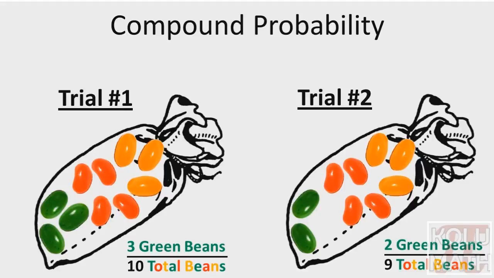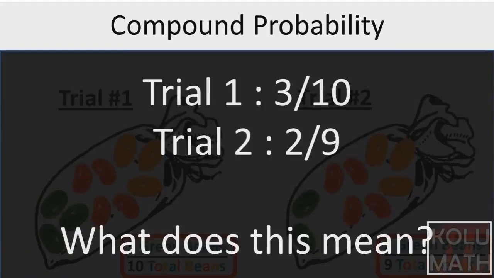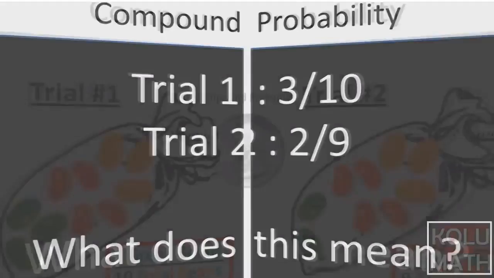So in the first trial, we have 3 green beans, a 3 out of 10 chance. And on the second trial, one of those beans is already gone, so we have a 2 out of 9 chance. So what exactly does that mean? Well, let's take a look at a simpler example and see how it lines up.